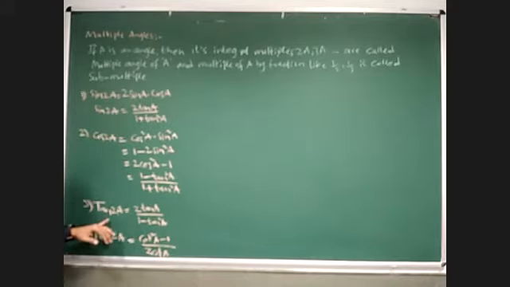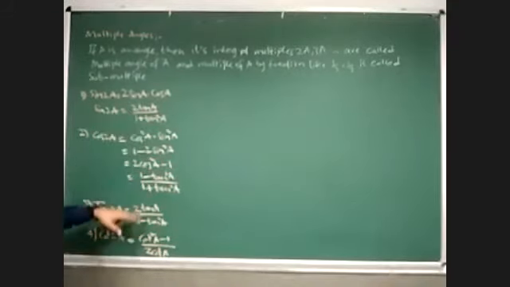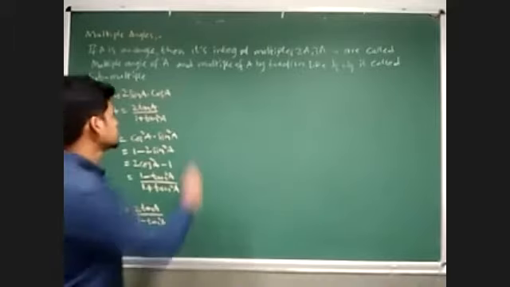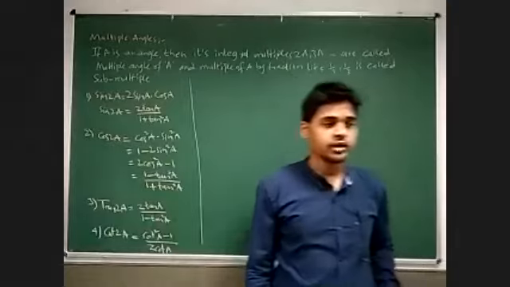Now tan 2A is equal to 2 tan A by 1 minus tan square A. Okay, here there is a little bit of difference between tan 2A and sin 2A. Here the only difference is plus and minus. Okay, so you have to take care over here. Now cot 2A is equal to cot square A minus 1 by 2 cot A. Okay, see, now we are going to derive all the formulas.